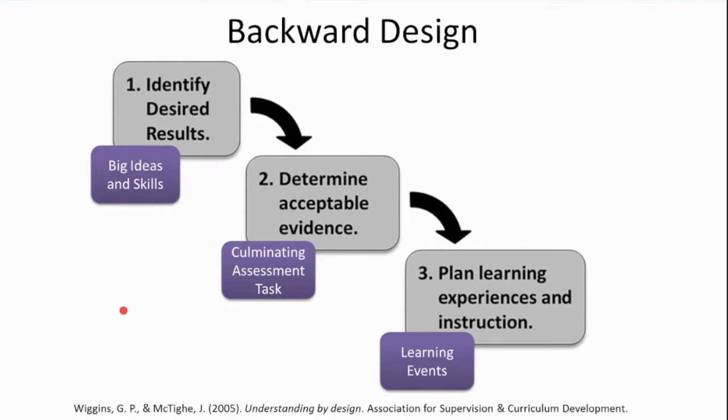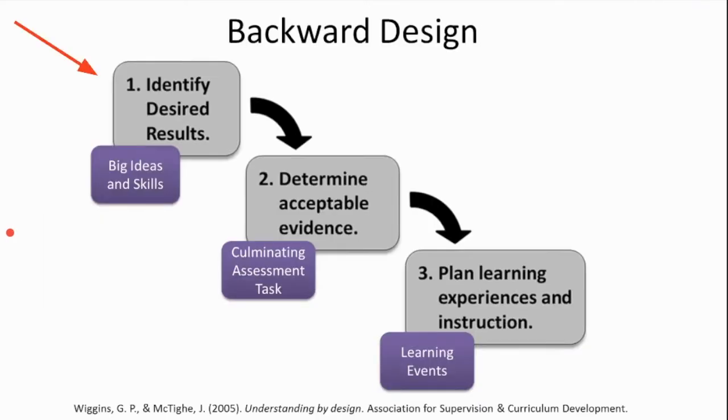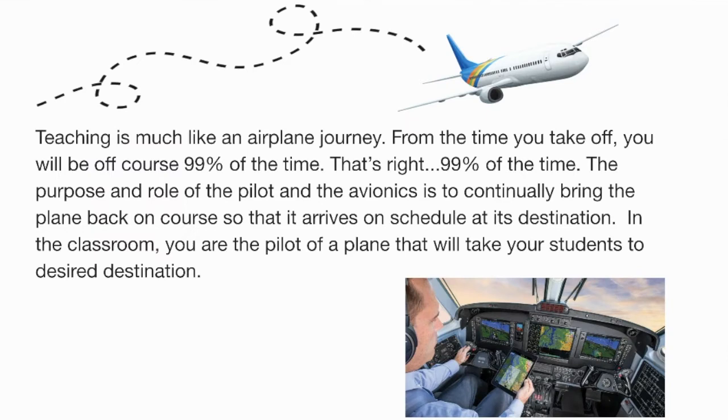Again, we call it backward design because it starts with the end in mind. We might also call it backward design because to many teachers, designing the learning events last feels a little bit backward. So let's take a look at this. We want to be able to create objectives with corresponding assessments that are aligned to the content standards. Again, the first step of backward design is to identify our desired results, the big ideas and skills that our students need to develop. Think of it this way.